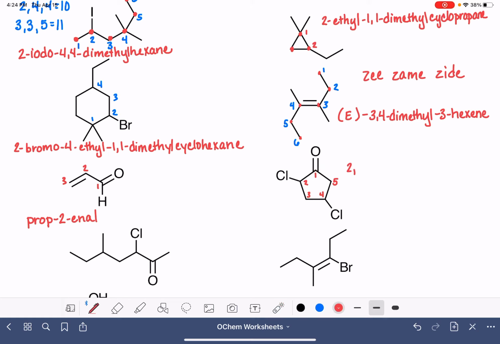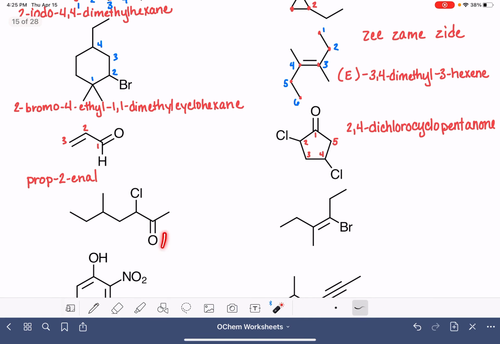We want to name our chloros first, 2,4-dichloro, cyclopentanone, and we don't have to say that it's on carbon number 1 because everybody knows that it's on carbon number 1. That's the rule.